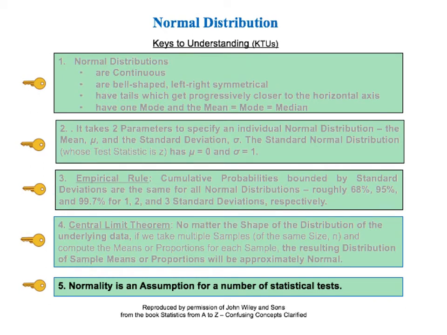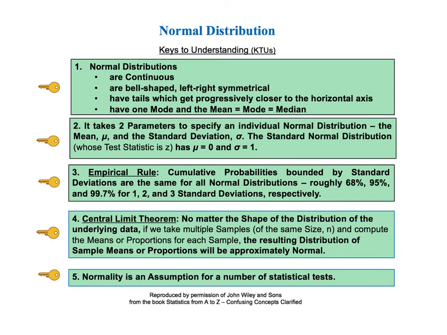The fifth and final KTU says normality is an assumption for a number of statistical tests. And here on one page are all 5 keys to understanding the concept of normal distribution. You may wish to pause the video at this point to read them all together.